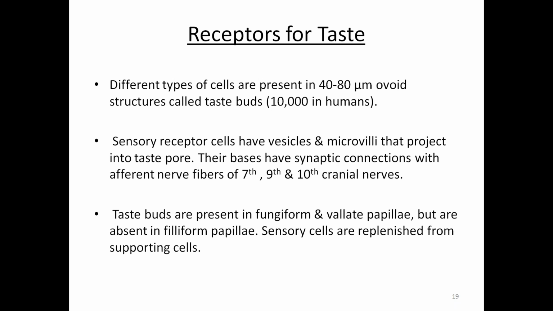Then taste buds, I told you about the different papillae. They are present in fungiform and vallate papillae, but absent in filiform papillae. And sensory cells are replenished from supporting cells. I had also told you that filiform papillae are mechanical papillae, whereas the others are gustatory papillae.